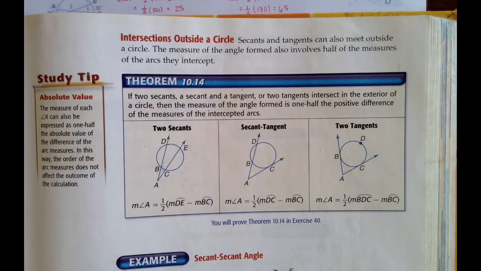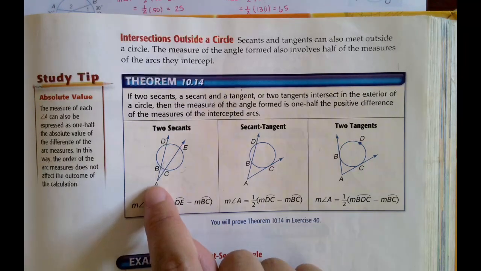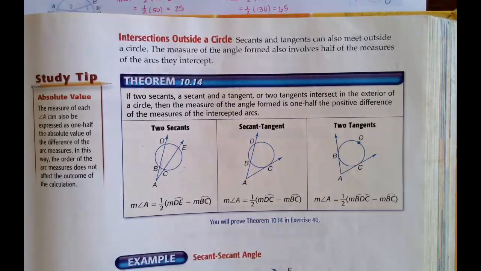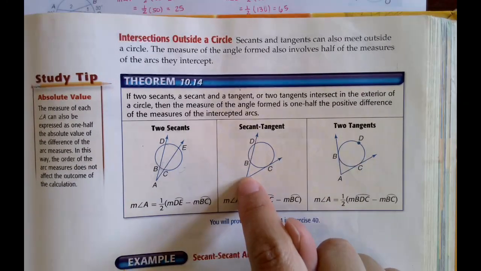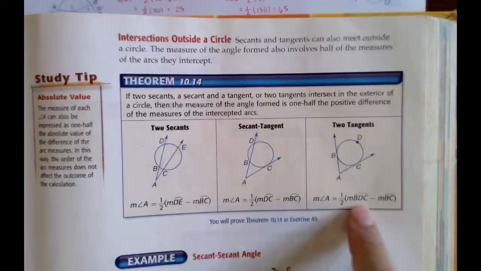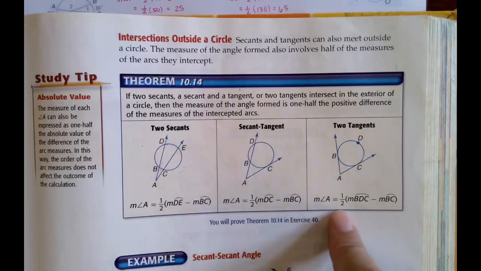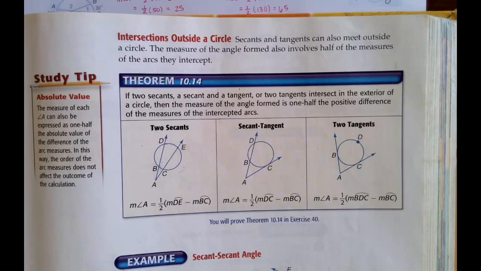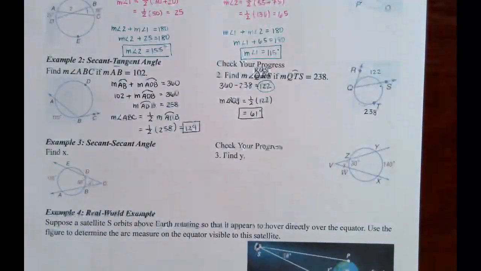If they intersect in the exterior, the outside of the circle, the measure of the angle formed is 1/2 the bigger one minus the smaller one. So angle A here is half of DE minus BC, the bigger minus the smaller. Same thing, angle A here is half of the bigger one, DC minus BC. Same thing here. Intersects outside, it's going to be half of the bigger one, BDC, minus the smaller one, BC. There you go. So then that takes us to example 3.